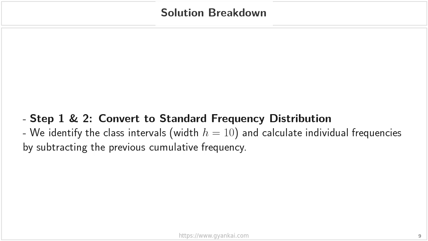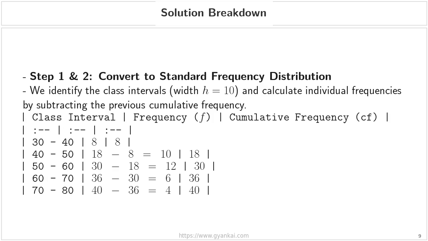Next, we calculate the individual frequencies, which we denote as lowercase f, by subtracting the previous cumulative frequency from the current one. Let's look at the table row by row. For the first interval, 30 to 40, the frequency is simply 8, and the cumulative frequency remains 8. Moving to the 40 to 50 interval, we take the cumulative frequency of 18 and subtract the previous cumulative frequency of 8, which gives us a frequency of 10.